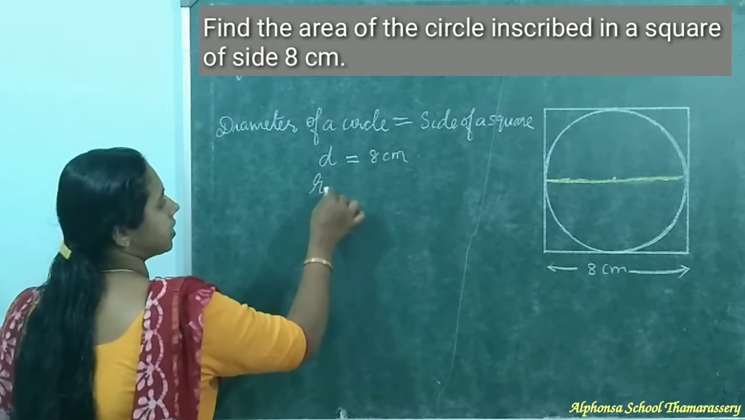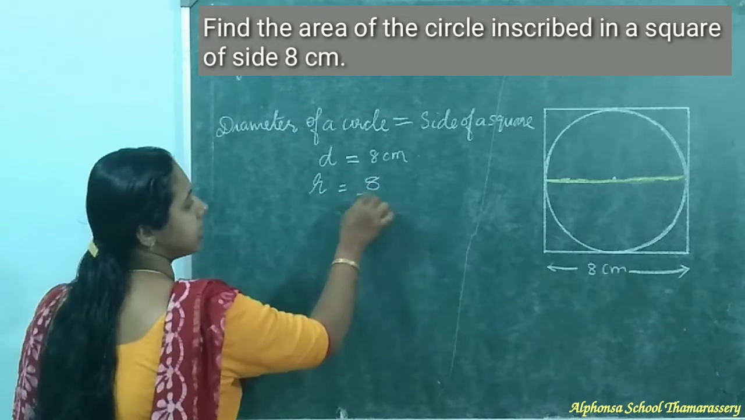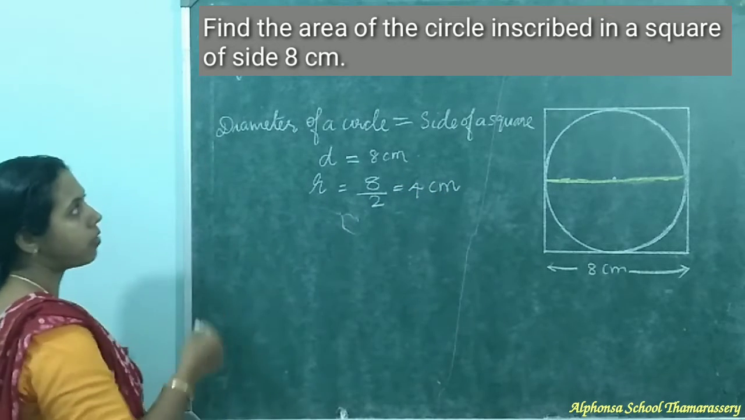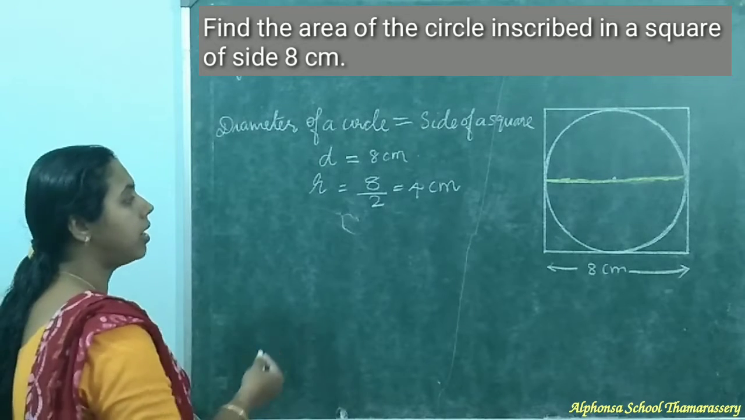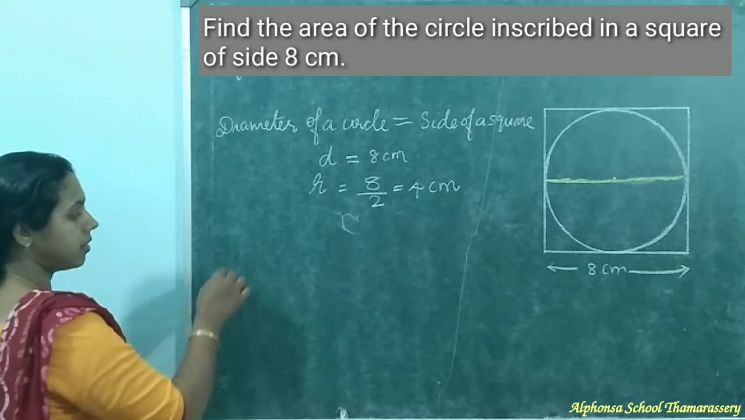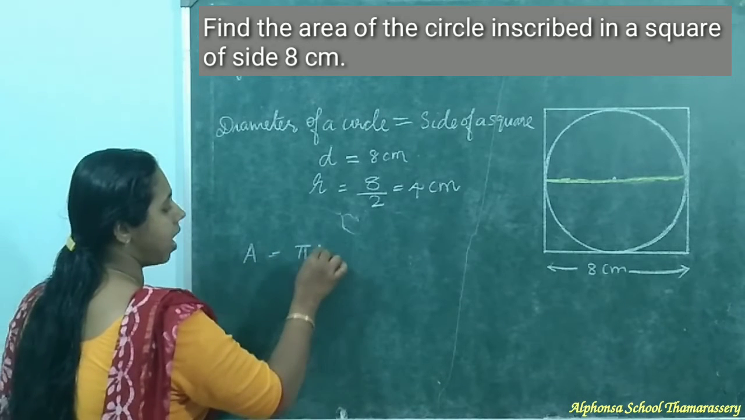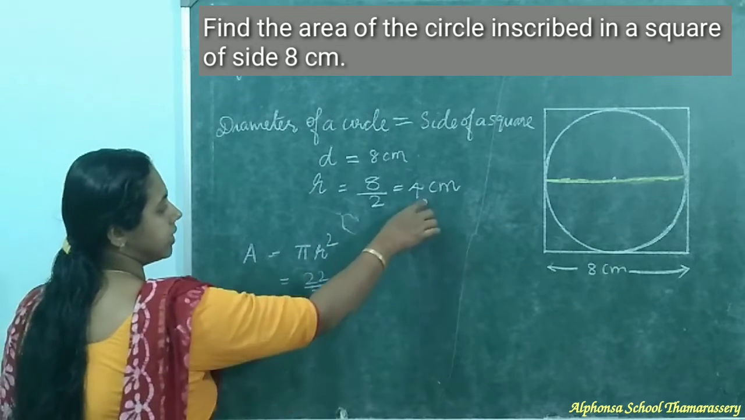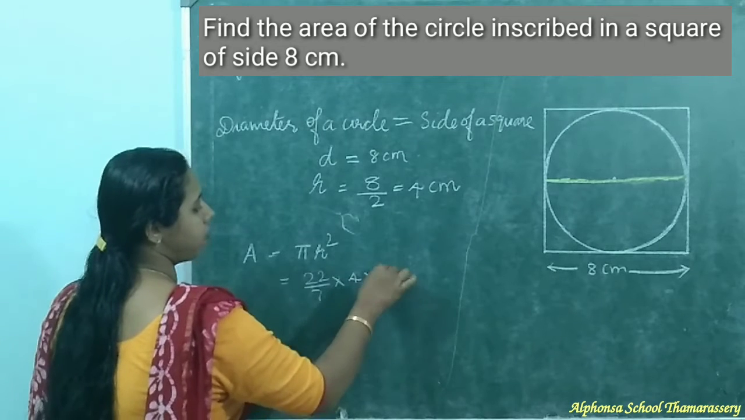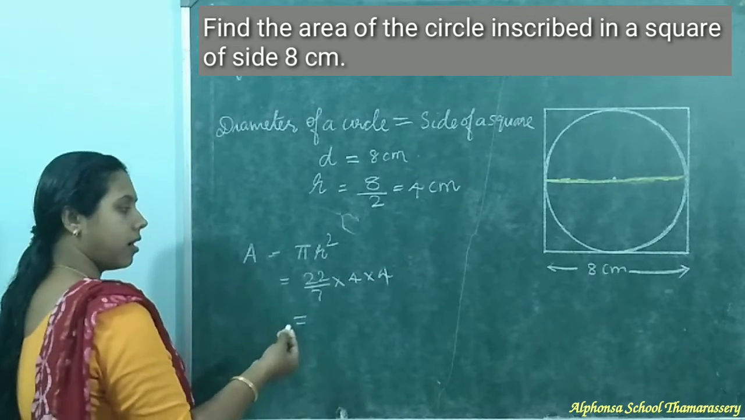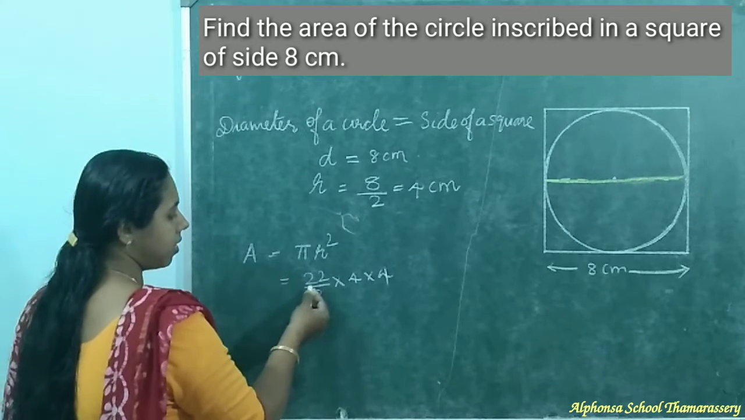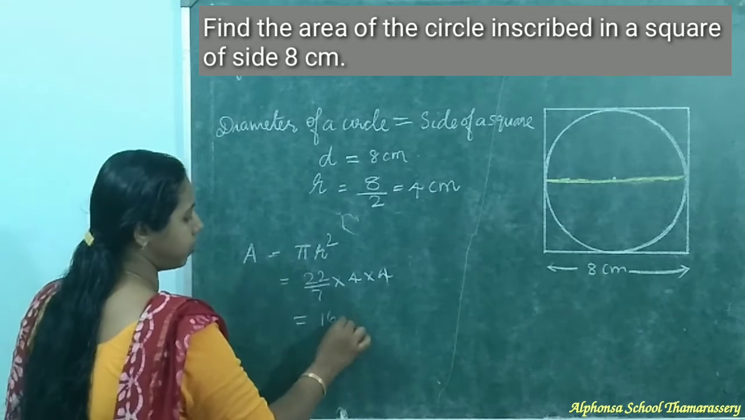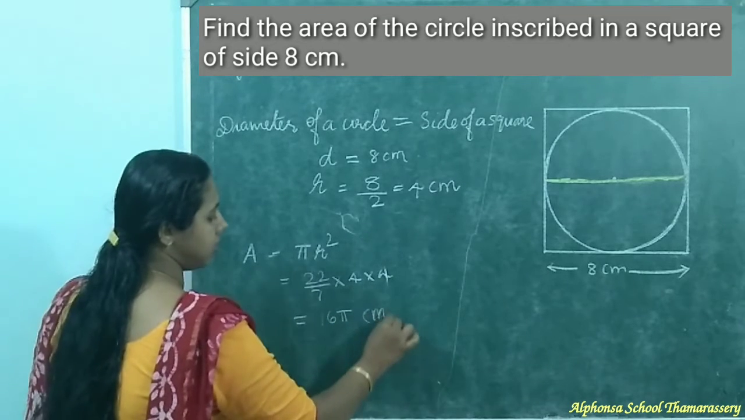Therefore, the radius of a circle is equal to half of the diameter, that is 8 by 2, that is equal to 4 centimeter. We want to find the area of the circle. If you know the radius, we can find the area of a circle. Area of the circle is equal to pi r square. That is equal to 22 by 7 into radius is equal to 4. So 4 into 4. If you multiply all these things, 4 4s are 16 into 22 by 7, or simply you can write 16 pi centimeter square.